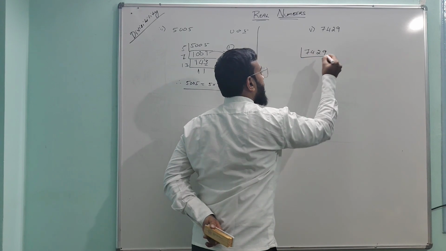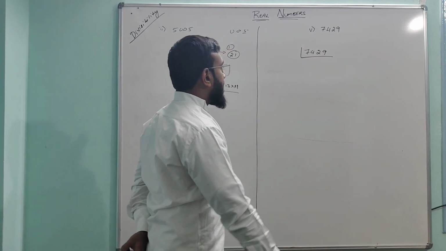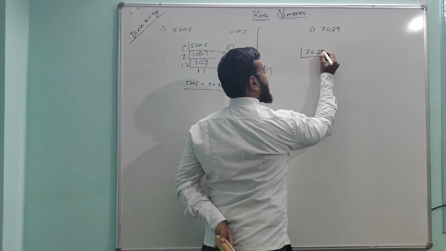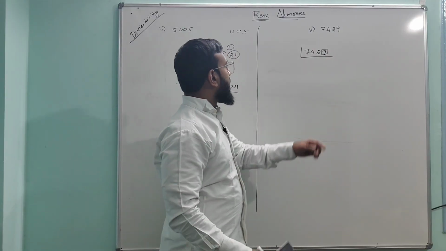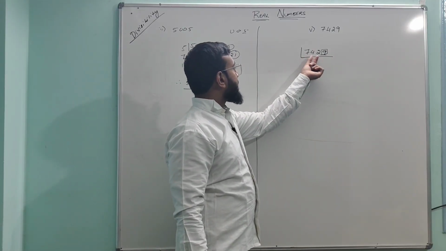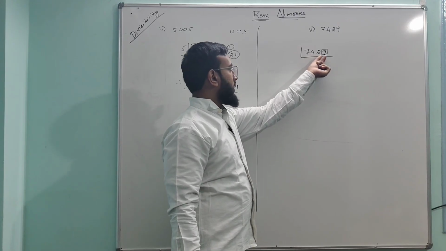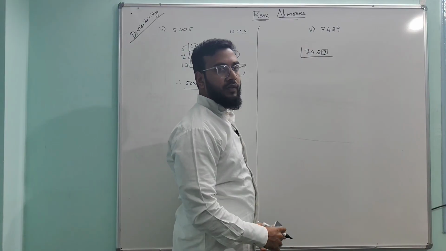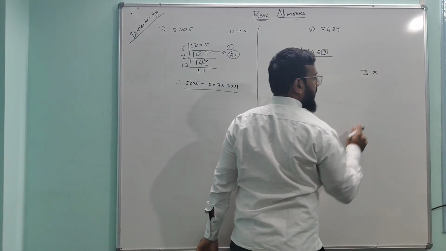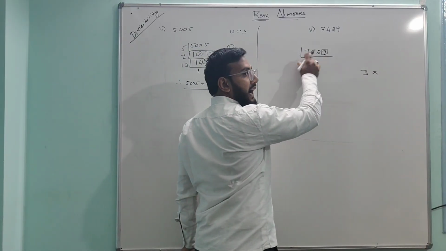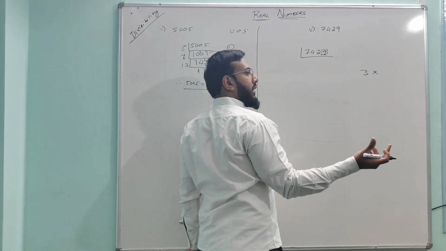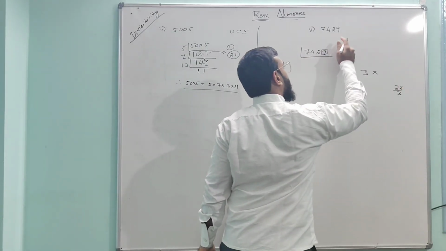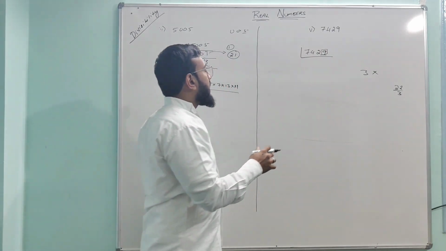7429. Since it's an odd number, I will go with odd numbers only. I'll go with 3. 7 plus 4 is 11, 11 plus 2 is 13, 13 plus 9 is 22. But 22 is not divisible by 3, hence the whole number is not divisible by 3, correct?